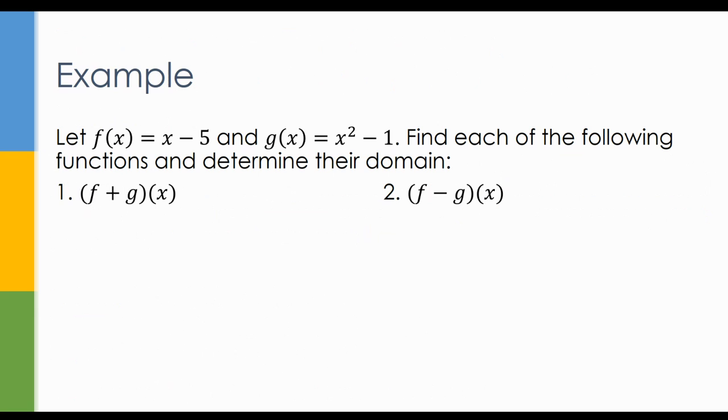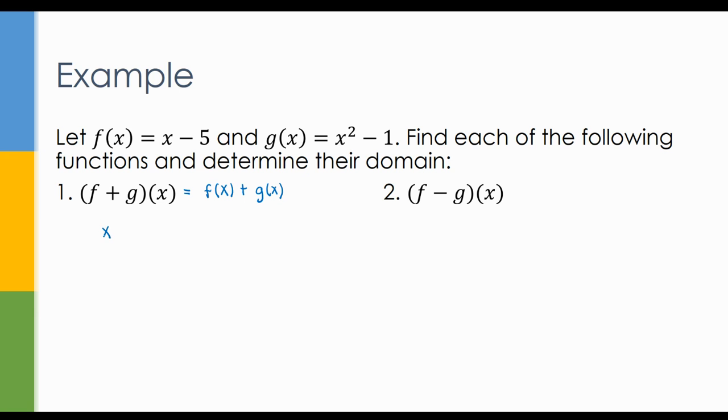All right, so let's take a look. We've got f of x equals x minus 5. We have g of x equals x squared minus 1. We're going to do the operations that are provided to us here. We'll get an answer for the operation, but then we're also going to determine the domain. So f of x plus g of x is essentially what this first one is saying. So I want to take f of x plus g of x.